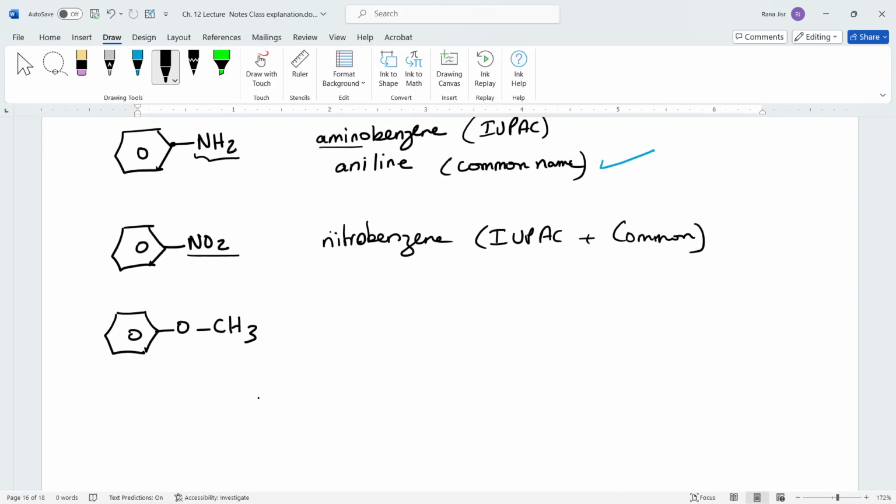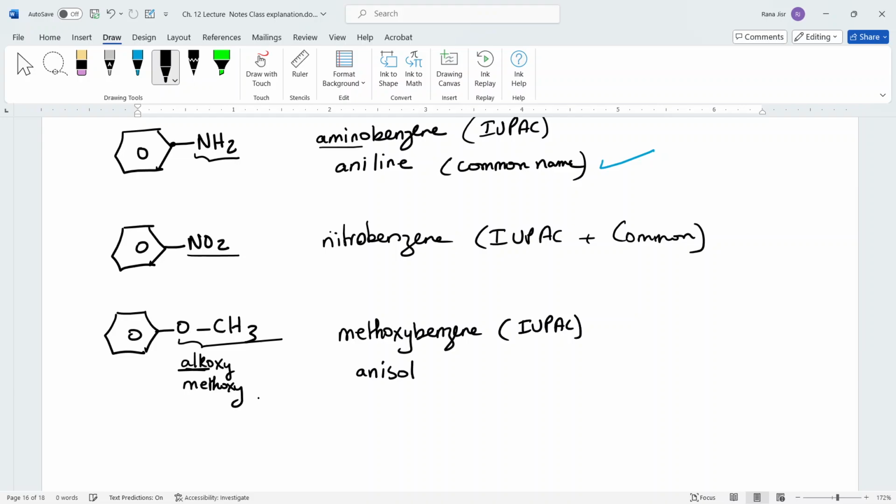OCH3 on the benzene, this we name as an alkoxy. Alkoxy means an alkane, any alkane you have. Here it's a CH3, so it is going to be a methoxy. So the name is going to be methoxy because it's a substituent, and then the ending is benzene. And that is going to be the IUPAC name. It goes by a common name, which is anisole. So anisole is the common name for methoxybenzene.